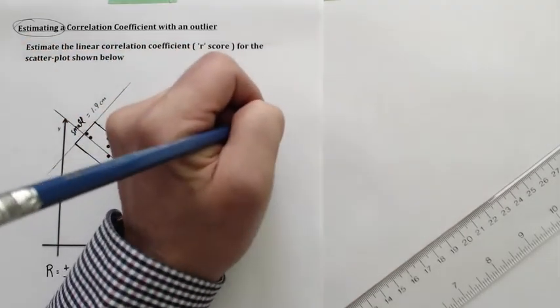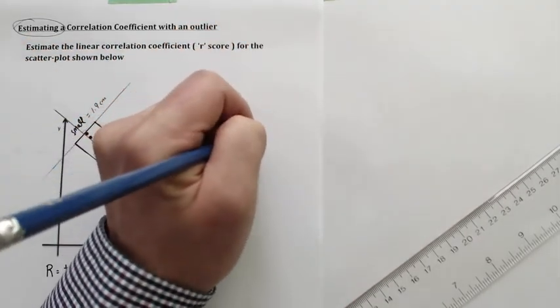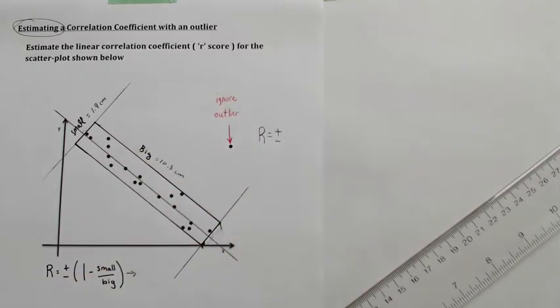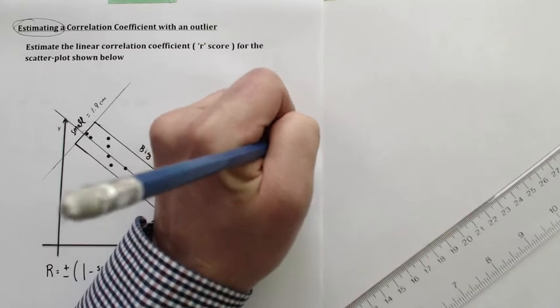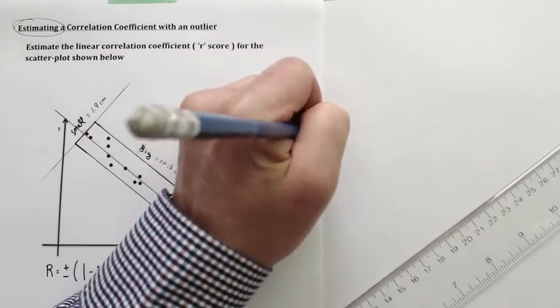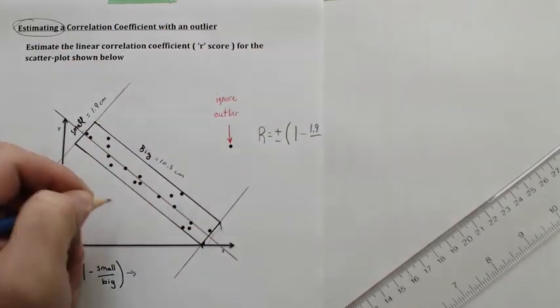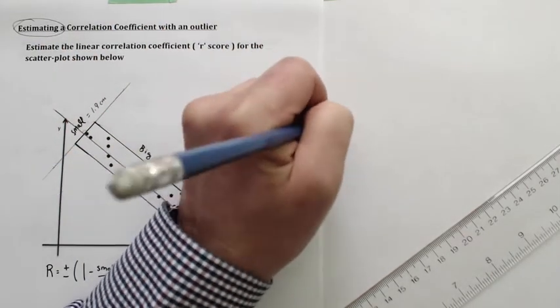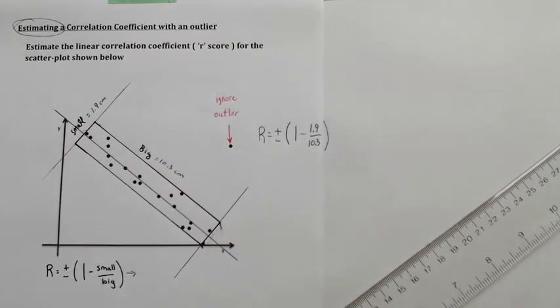So we're going to go R is equal to, now this plus or minus, I'm going to leave them there for now. Open that bracket up, and I'm going to go 1 minus, now the small was 1.9, and the big was 10.3. And then I'm going to close that bracket off.